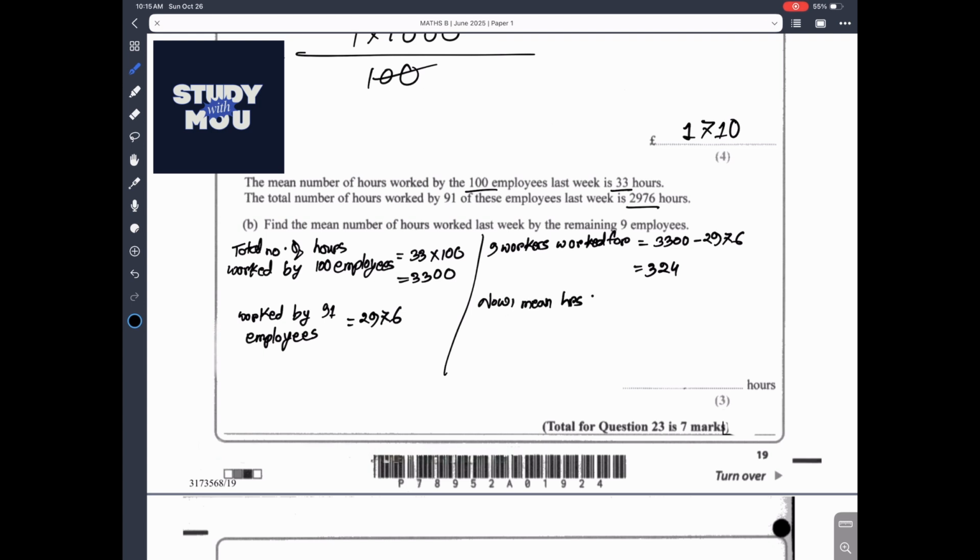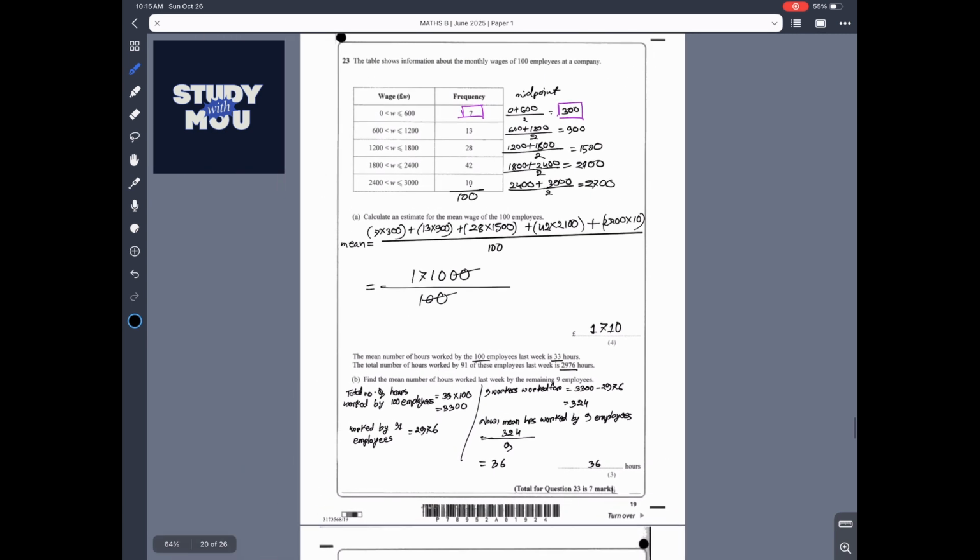Now mean hours worked by 9 employees is equal to 324 divided by 9 is 36 hours. So here we are done with number 23.